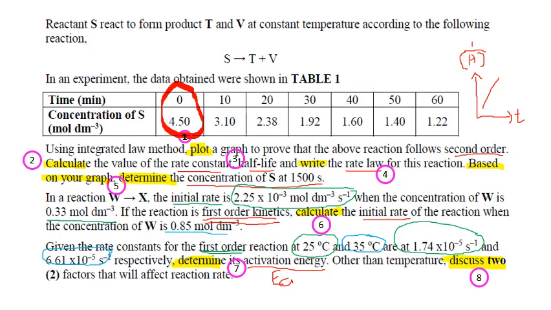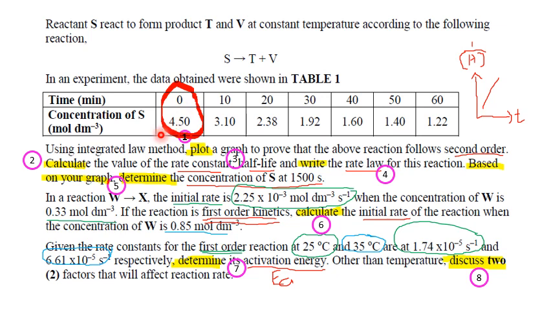Okay, let's look at the second question. Reactant S reacts to form products C and V at constant temperature according to the following reaction. In an experiment, the data obtained were shown in Table 1. So I specially highlight over here because we need to know the initial concentration of the reaction. So when time equals 0, the initial concentration is 4.5 molar.